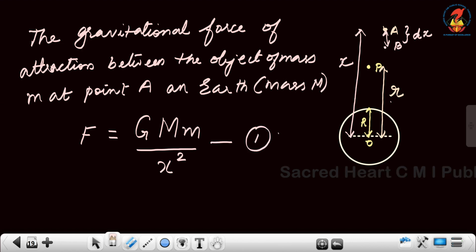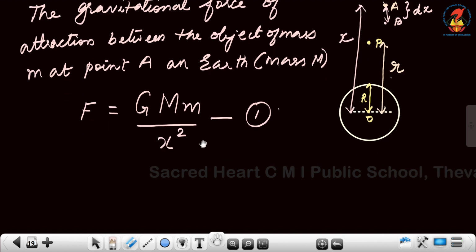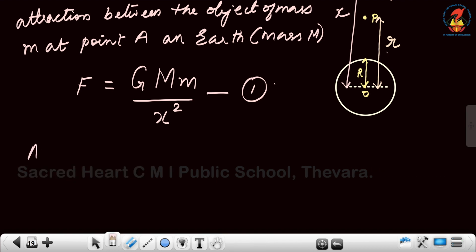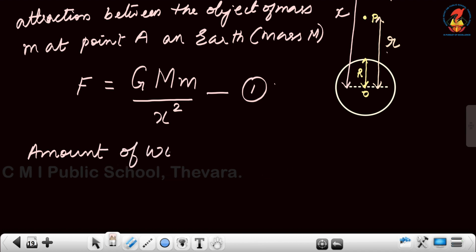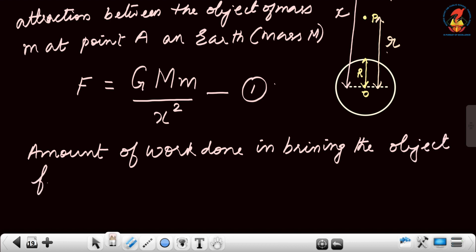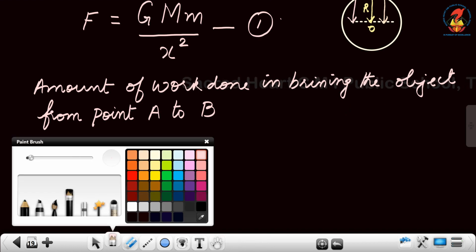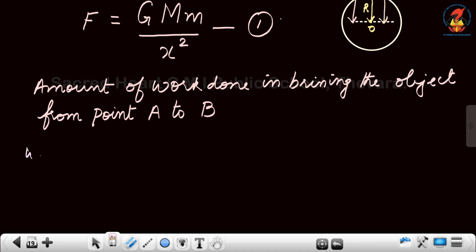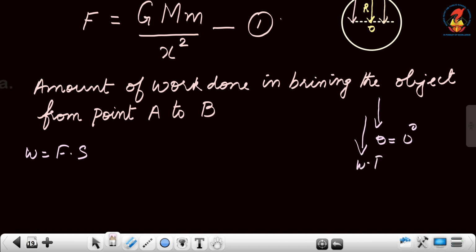So, gravitational potential energy is defined as the amount of work done in bringing an object from a faraway place, which we consider as infinity, to a point in the gravitational field of another object. So, it is the amount of work done in bringing an object from infinity, from a faraway point, to the field of another object.